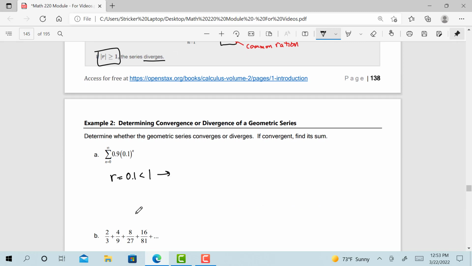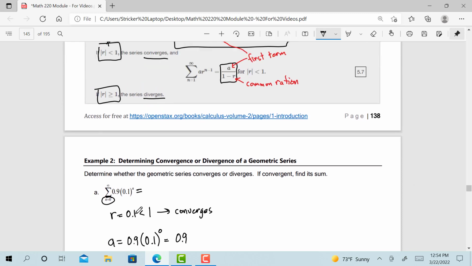We also need to find the first term, and you need to be careful here because you need to note where this series starts. It starts with n equals 0. So our first term is going to be 0.9 times 0.1 raised to the 0 power. Of course, anything raised to the 0 power is 1, so our first term is 0.9. So it converges, and our first term is 0.9. That means our sum, remember, is a over 1 minus r, which in this case is 0.9 over 1 minus 0.1, which is 0.9 over 0.9, which is 1. So the series converges, and it adds up to 1.